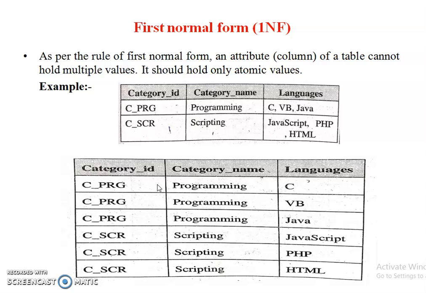To convert this data into first normal form, we have to rearrange the table in this format. Now see in this table, each attribute contains a single value, so the database design is in the first normal form. C for C programming language, C, VB, Java. See here, C programming, C, VB, Java. Each attribute contains a single value. It is nothing but first normal form.